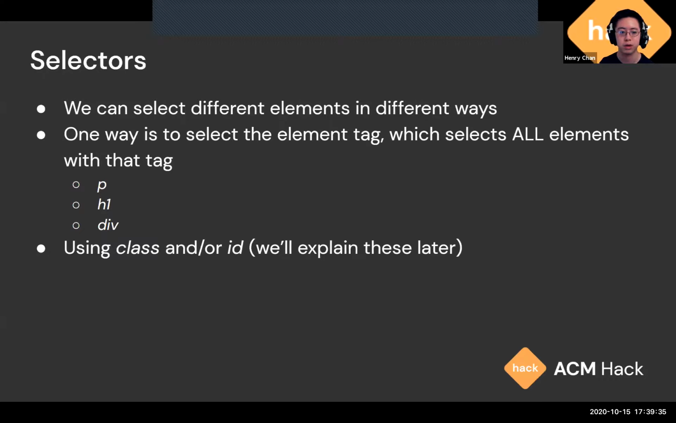So say if you wanted to style all of the paragraph elements or maybe all of the H1 elements, then you can use the P, the H1, or like the div selector. And then another way is to basically select elements based on their class and or their ID. And so we'll go over this in a little bit as well.